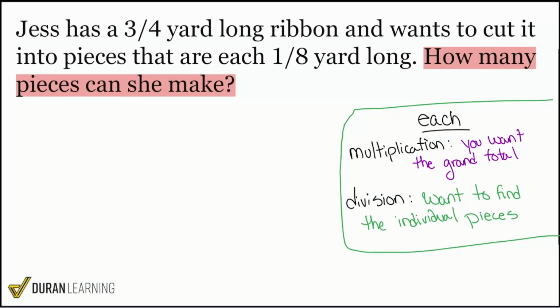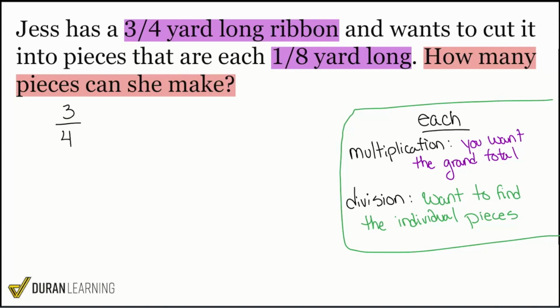Now let's go ahead and show what we have here. Like we said earlier, we're going to take the 3/4 yard ribbon and we're going to divide it by 1/8 of a yard long per piece. So here we are. We'll have 3/4 of a yard of ribbon, and we will divide that by 1/8 of a yard of ribbon. Pretty much all we're saying is, how many times can we fit 1/8 of a yard into 3/4 of a yard?